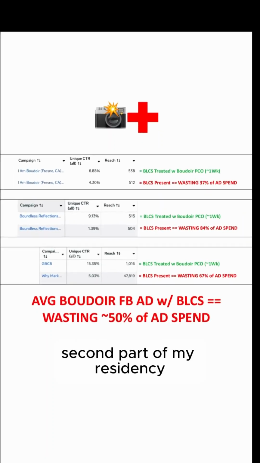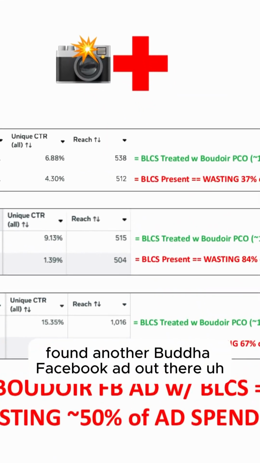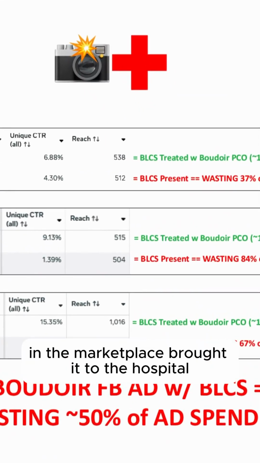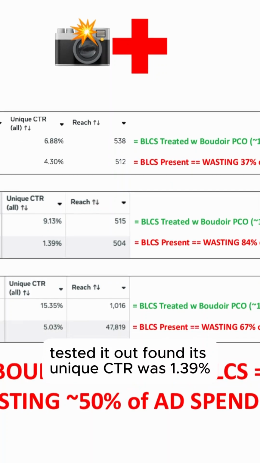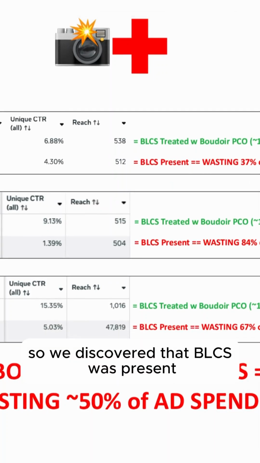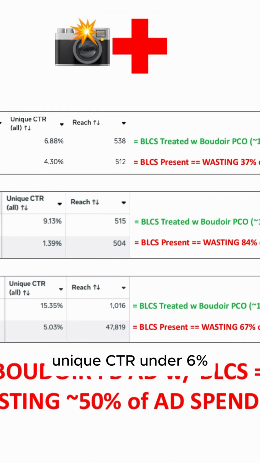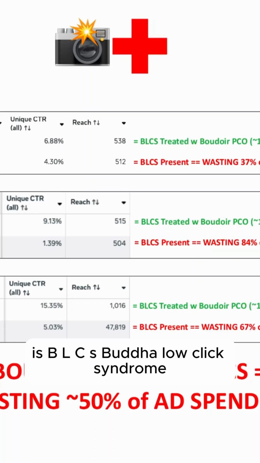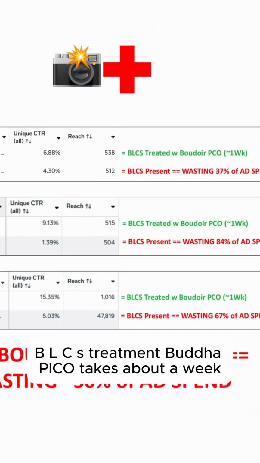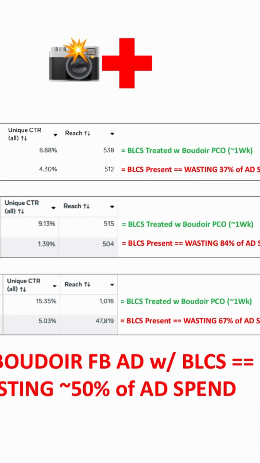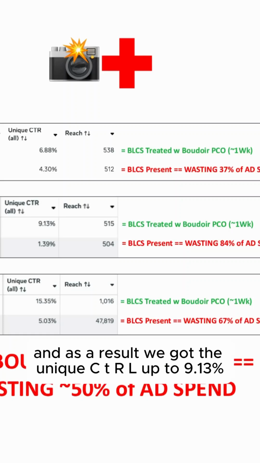All right, second part of my residency, found another Boudoir Facebook ad out there in the marketplace, brought it to the hospital, tested it out, found its unique CTR all was 1.39%. So we discovered that BLCS was present. Unique CTR all under 6% is BLCS, Boudoir low click syndrome, but we got the treatment for it. BLCS treatment with Boudoir Pico takes about a week. And as a result, we got the unique CTR all up to 9.13%.